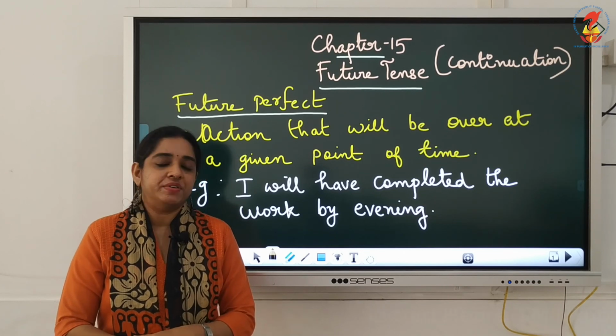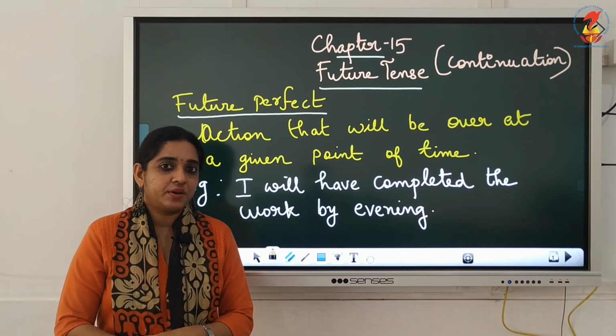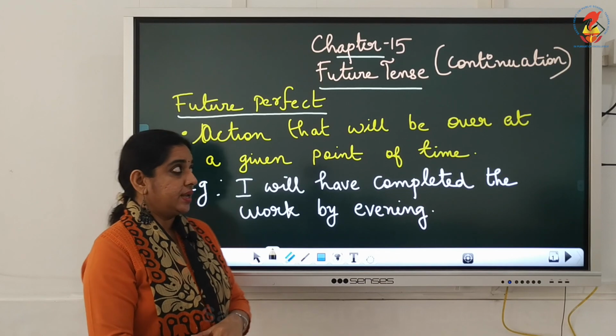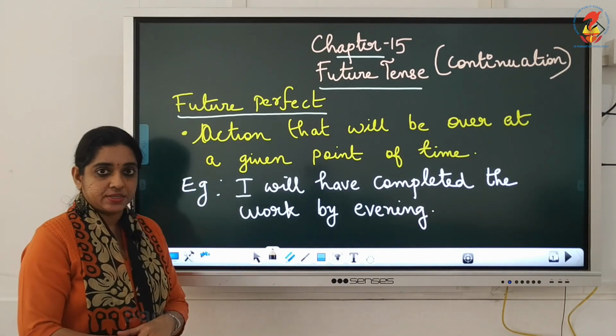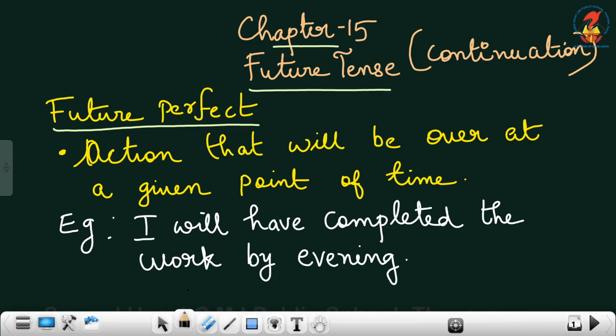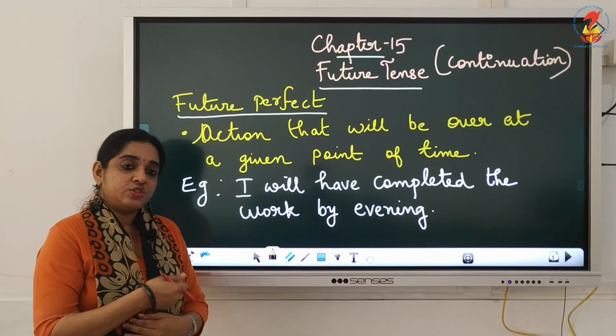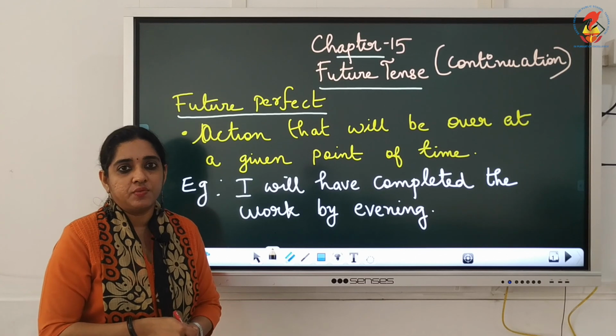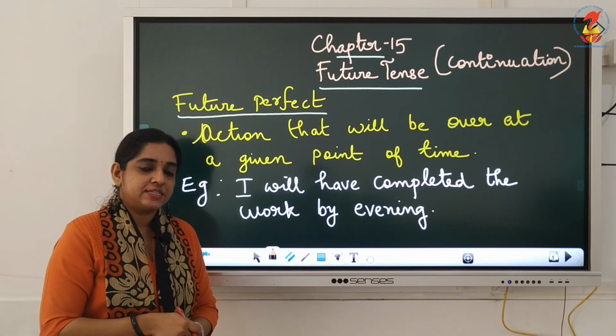Today we will be continuing with the topic future tense. Okay, let's see future perfect. Future perfect is used for an action that will be over at a given point of time. See the example, I will have completed the work by evening. Something which will be over in the future, we use future perfect tense.